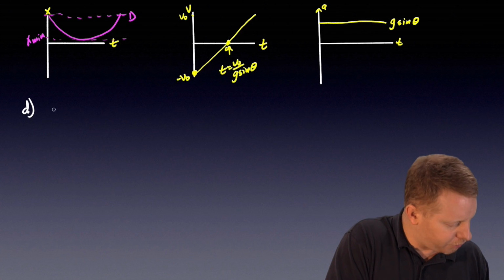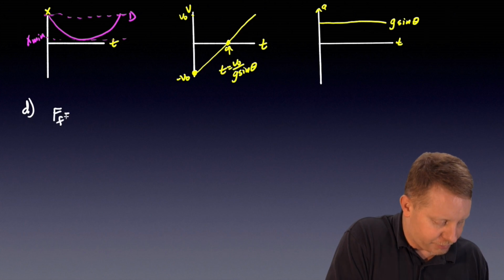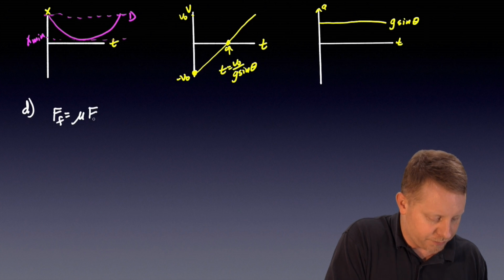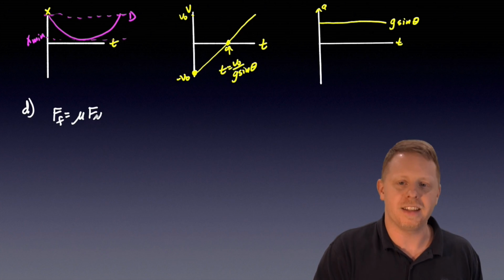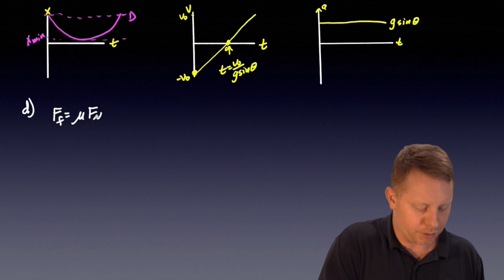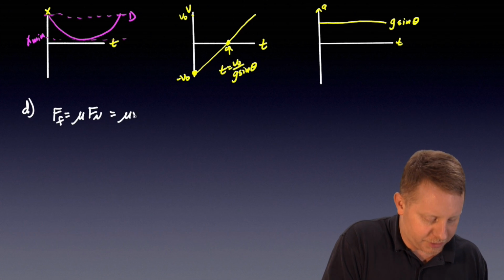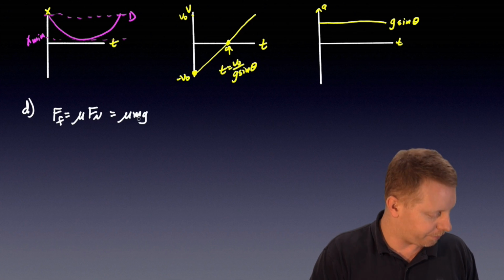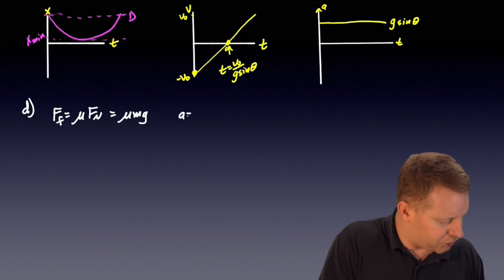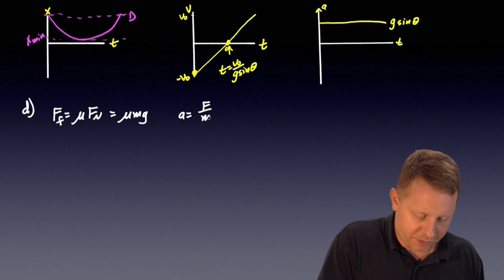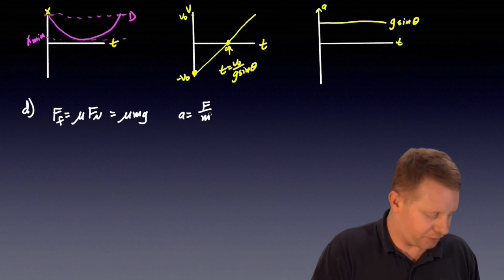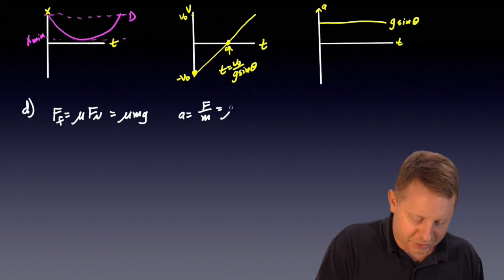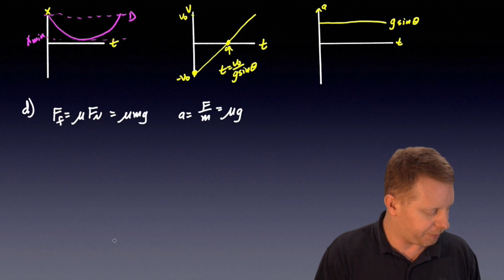So the first thing we're going to do here is recognize that the force of friction is going to be mu times the normal force. And since it's sitting on a flat surface when we're on the bottom, the normal force is going to be equal to the weight of the box. So the force of friction is mu mg. Acceleration is force divided by mass. Our mass isn't changing, so that works. Force over mass is just going to give us mu g.